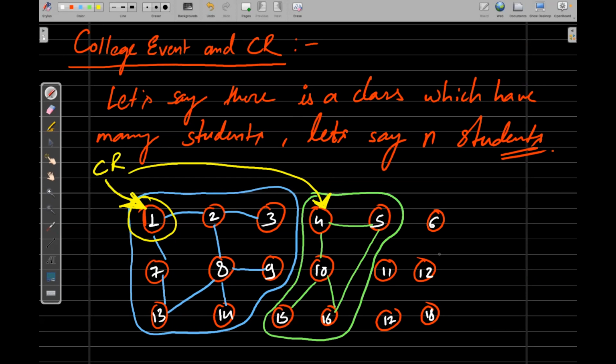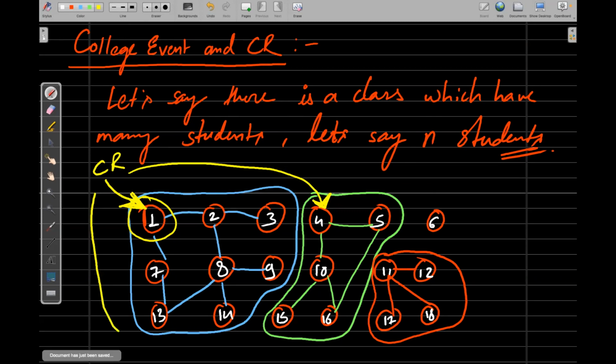And if let's say these people are friends with each other, then the CR would have to pick any one person among these and pass the information or tell them, and they will just pass it among their group. Now this person is here alone. There can be many persons alone also.